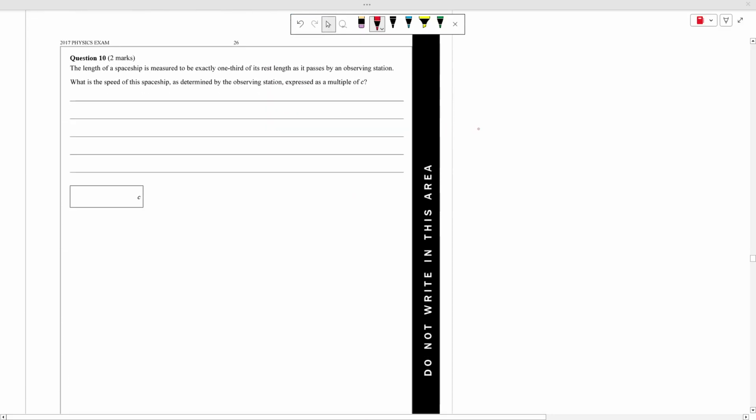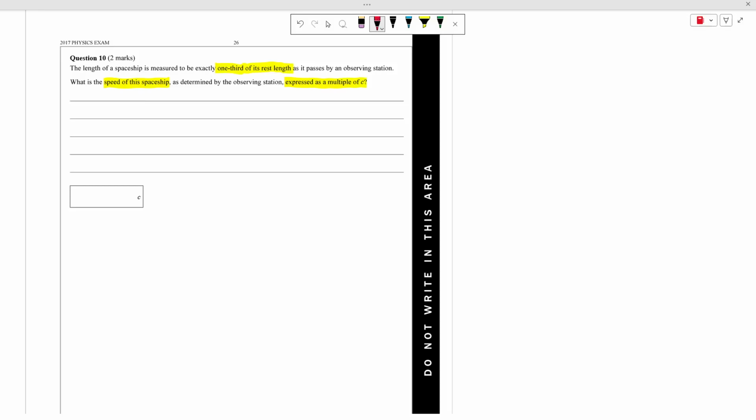So question 10. Let's do it. The length of a spaceship is measured to be exactly 1/3 of its rest length as it passes by an observing station. What is the speed of this spaceship as determined by the observing station expressed as a multiple of c? All right. So this sounds like it's going to be a special relativity question, specifically to do with length contraction.